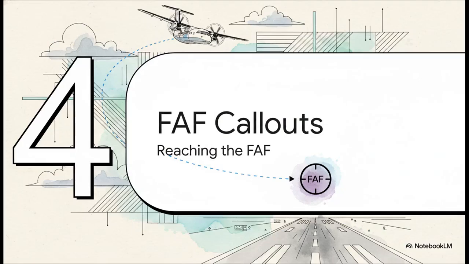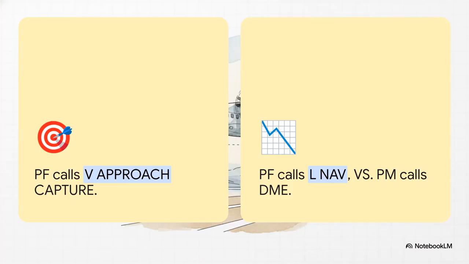Section 4. Final Approach Fix Callouts. Let's shift our focus to the Final Approach Fix, which is a massive geographical and procedural milestone for us. Now, what's really interesting about this is how the callouts completely shift depending on whether you have vertical guidance available at the FAF. When you cross the FAF on an LNAV/VNAV approach, the PF confidently calls out LNAV VNAV approach capture, and the PM echoes it right back.